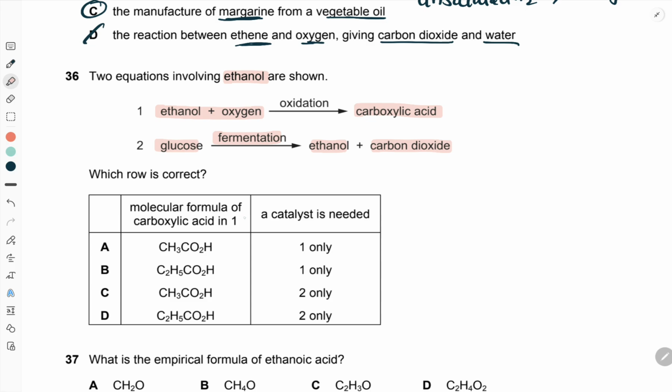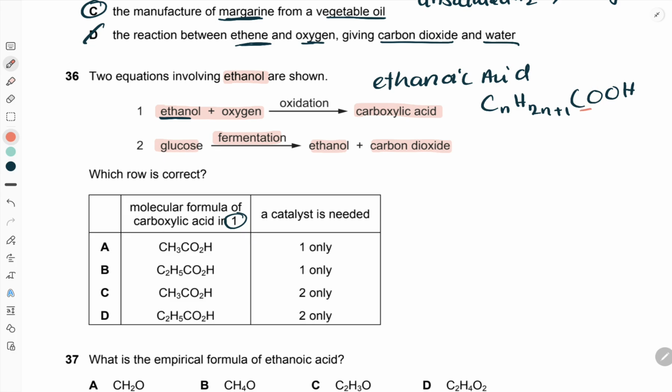Molecular formula of carboxylic acid. Okay, so in one, we are doing the oxidation with ethanol. Surely we will get ethanoic acid. Ethanoic acid. Okay, the general formula of carboxylic acid is CnH2n+1COOH. But this general formula is a little different from the other homologous series because one carbon is already there.